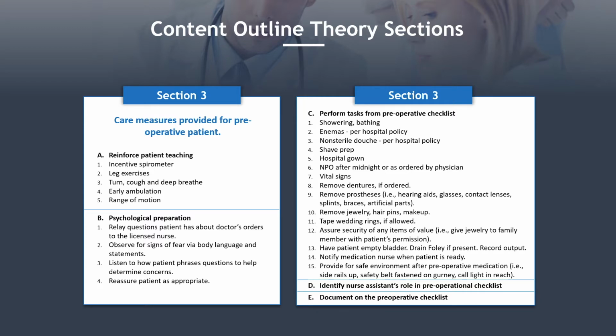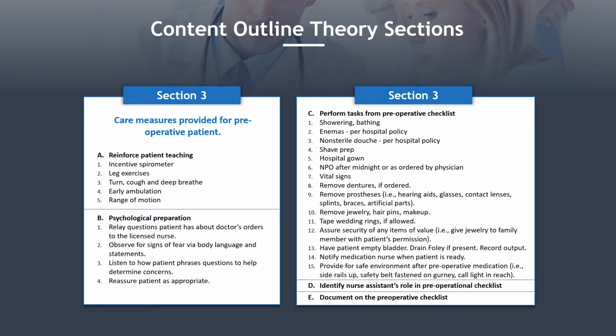1. Shower and bathing. 2. Enemas, per hospital policy. 3. Non-sterile douche, per hospital policy. 4. Shave, prep. 5. Hospital gown. 6. NPO after midnight as ordered by physician. 7. Vital signs. 8. Remove dentures if ordered. 9. Remove prostheses, such as hearing aids, glasses, contact lenses, splints, braces, artificial parts. 10. Remove jewelry, hairpins, and makeup. 11. Tape wedding rings, if allowed. 12. Assure security of any items of value.